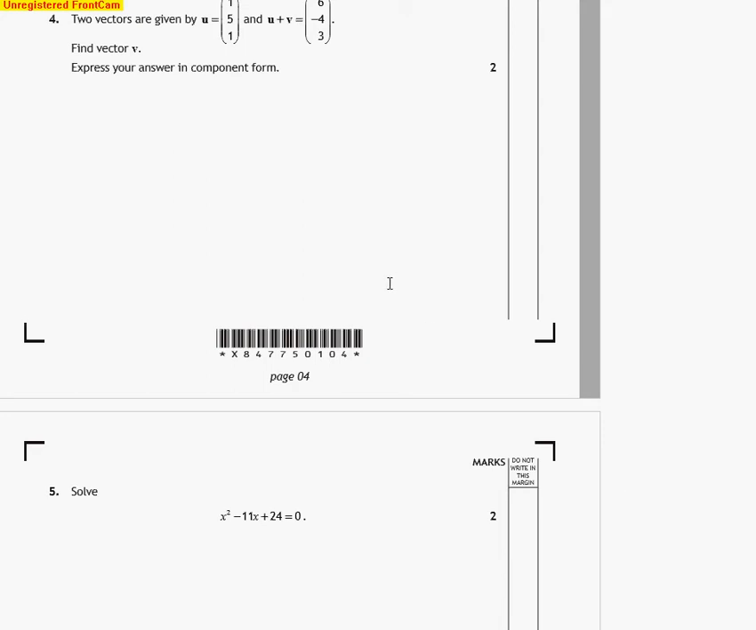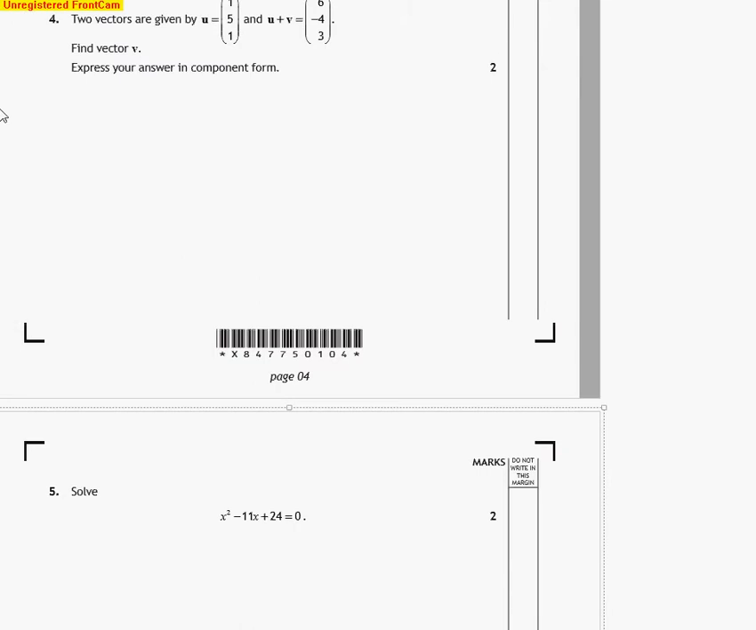Okay, on to question 4, vector question. Two vectors are given by u and u plus v. Find vector v. So they've made it a little bit trickier than other vector questions, but we're still going to apply the same rules.